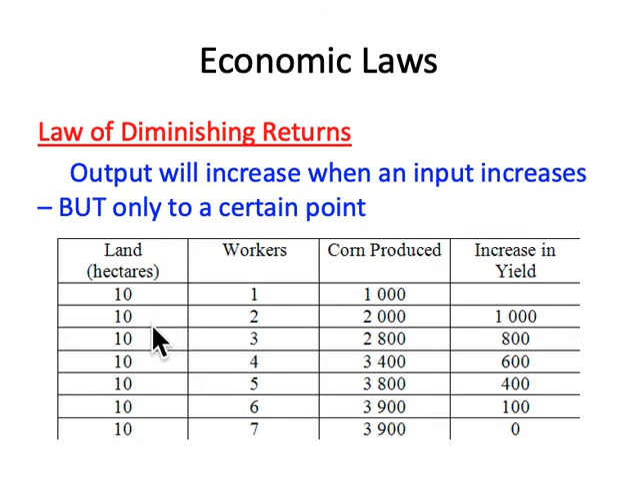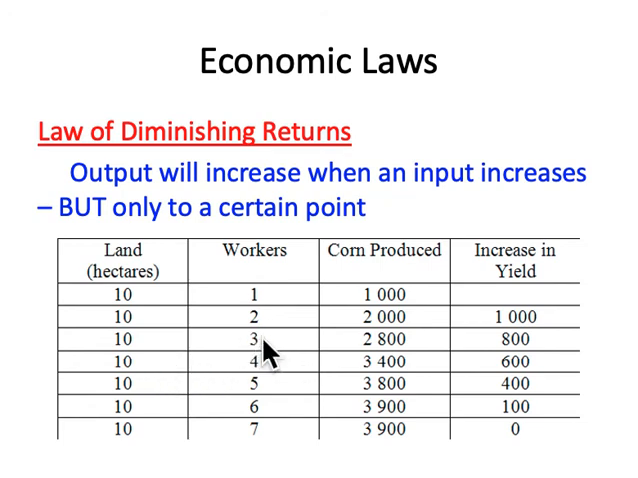So I still have 10 hectares of land. I hire another worker. And now with 3 workers, the corn I produced is 2,800. So what's my increase in yield? My increase in yield is now 800. Okay? So again, my output increased because my input increased, but it has diminished. Okay? My return has diminished. It's gone down. Okay, let's look at it again.